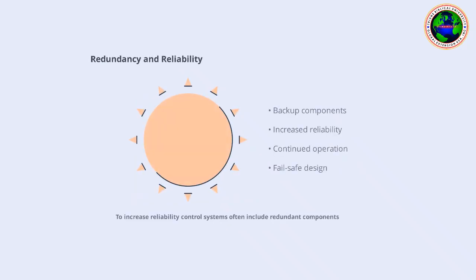To increase reliability, control systems often include redundant components. For example, a robot might have backup sensors or controllers that take over if the main ones fail.